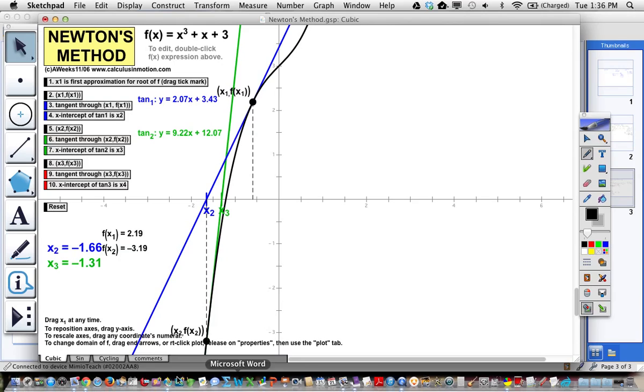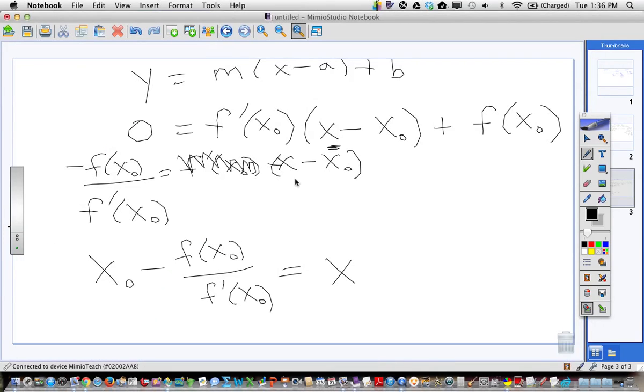Okay, so for you guys, the result of this is we don't have to solve our line equation every time. I've done it. Let me call that x1. This is like our formula now. So if you want to write this down off to the side somewhere, this is like our formula. To get our next guess, all we do is take our first guess minus the y value of the first guess divided by the slope of the first guess.